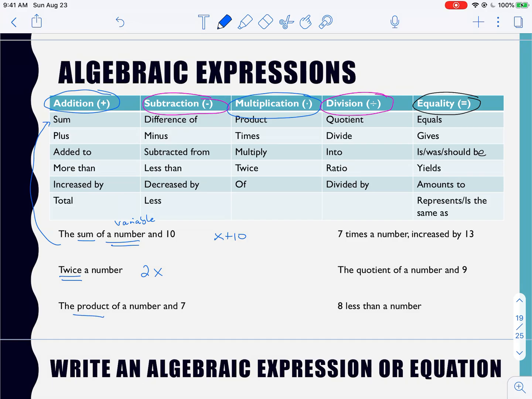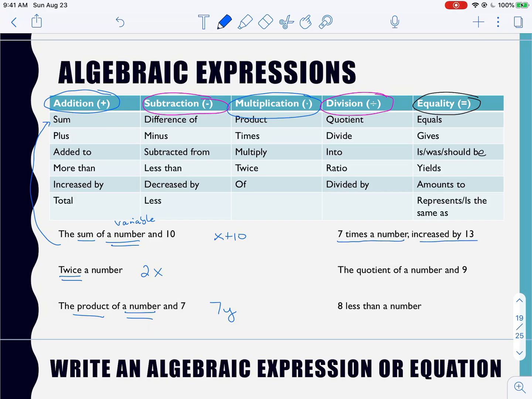Product, remember product is in the multiplication column. So the product of a number and 7. A number again is a variable, so you can pick your variable. So I'm going to write 7y. When we are writing multiplication with variables and numbers, the number is going to go in front of the variable. That's just the way we write it in math.